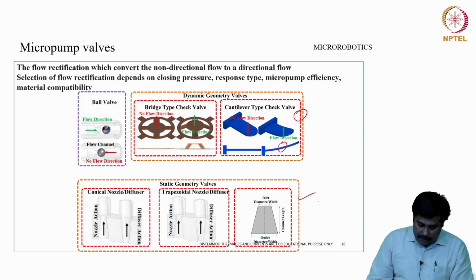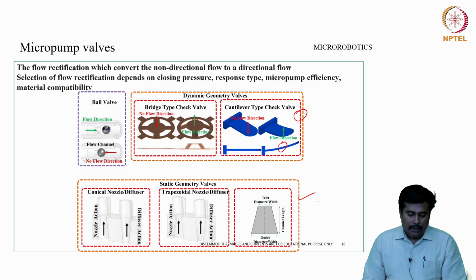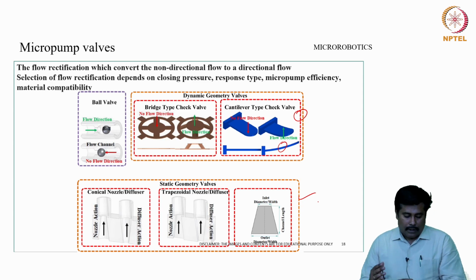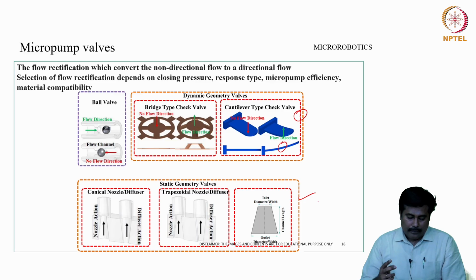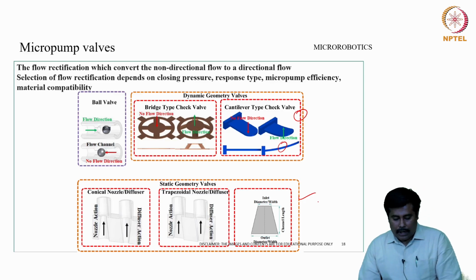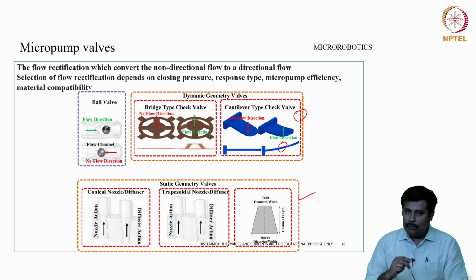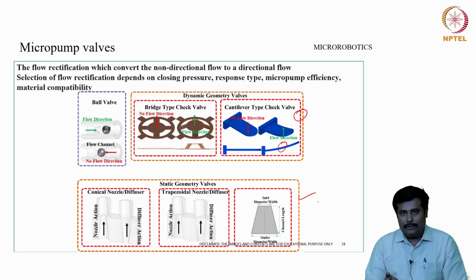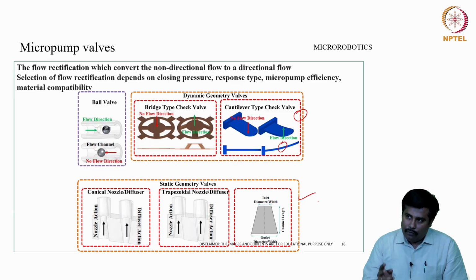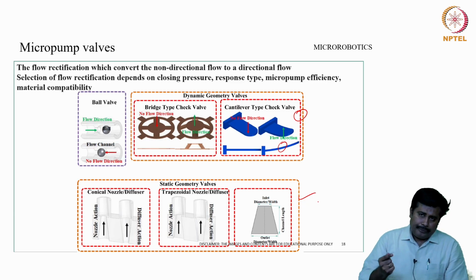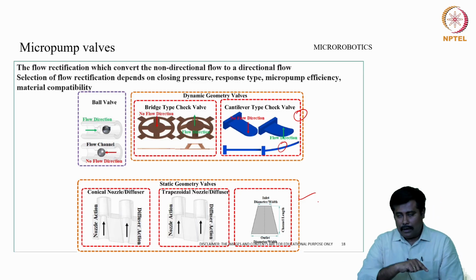As far as the static geometry valve is concerned, there is going to be a conical nozzle and a diffuser. So, there is going to be a nozzle action and a diffuser action. Within this nozzle action and diffuser action, 2 important parameters can be controlled: one is the flow and the other is the pressure difference. From the flow perspective, by creating a pressure difference between the nozzle action and the diffusion action, we can have control over the flow.